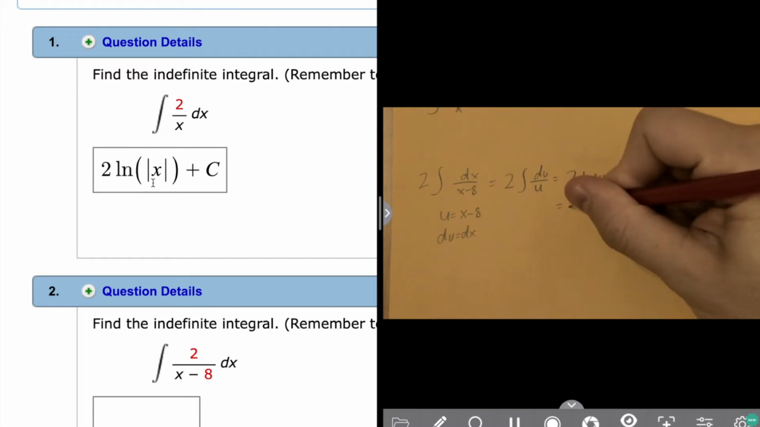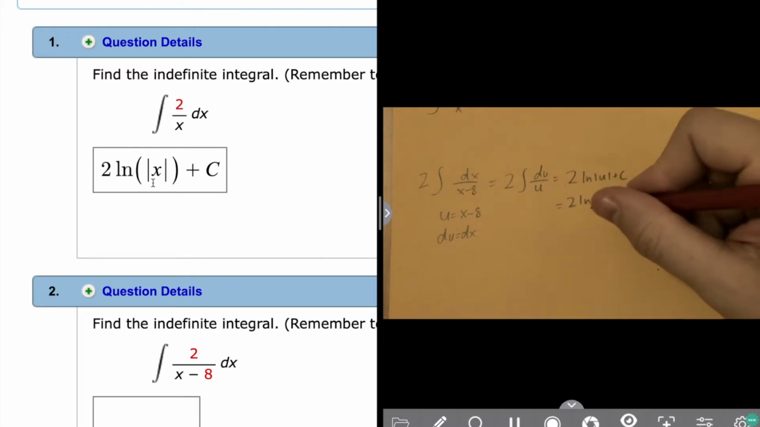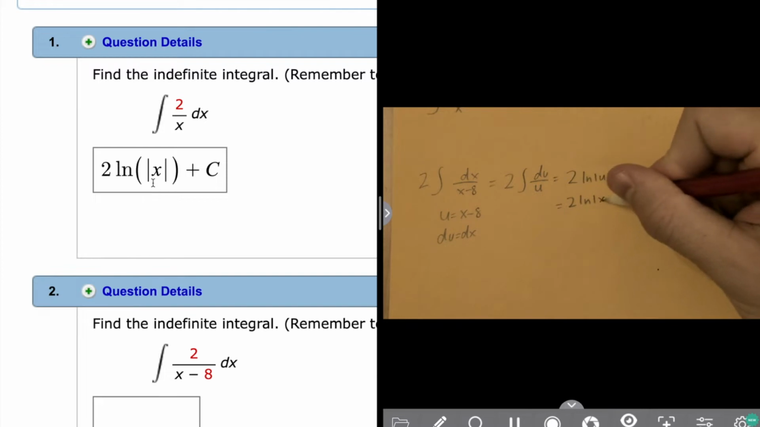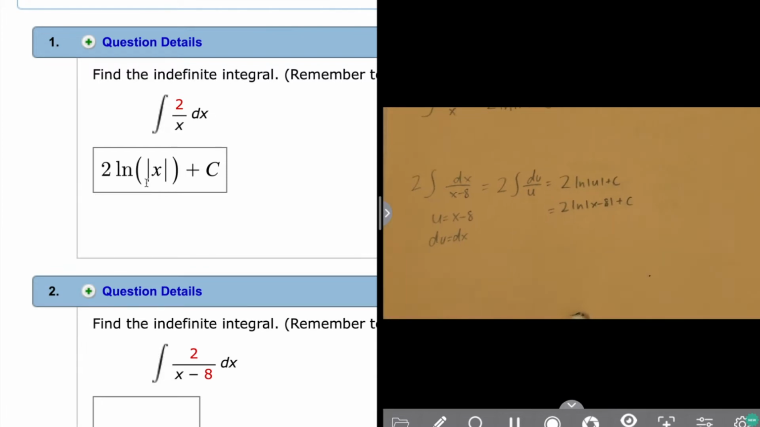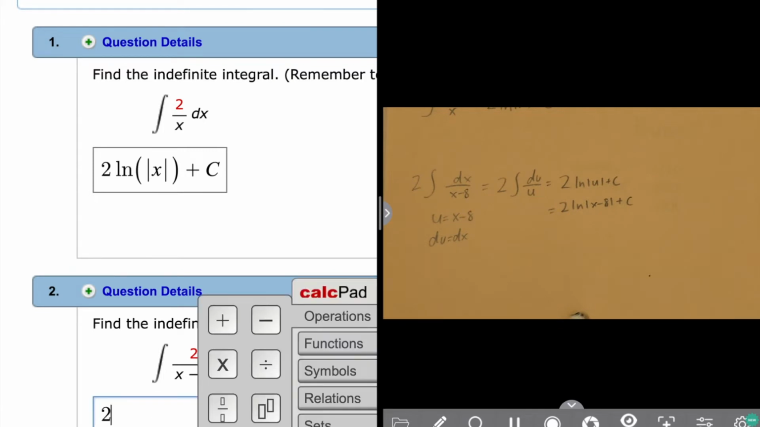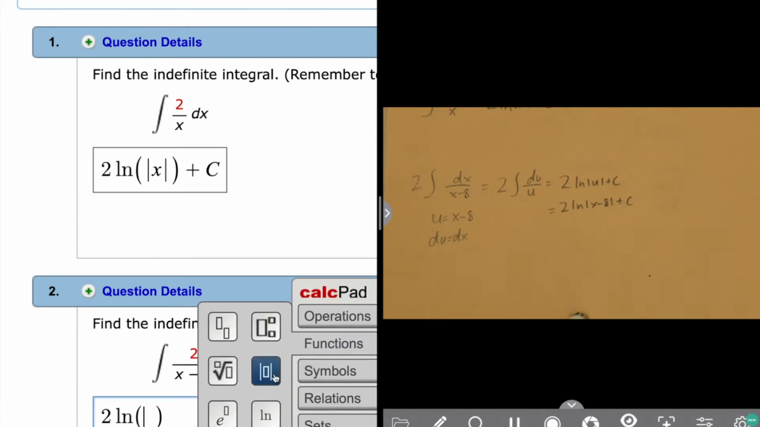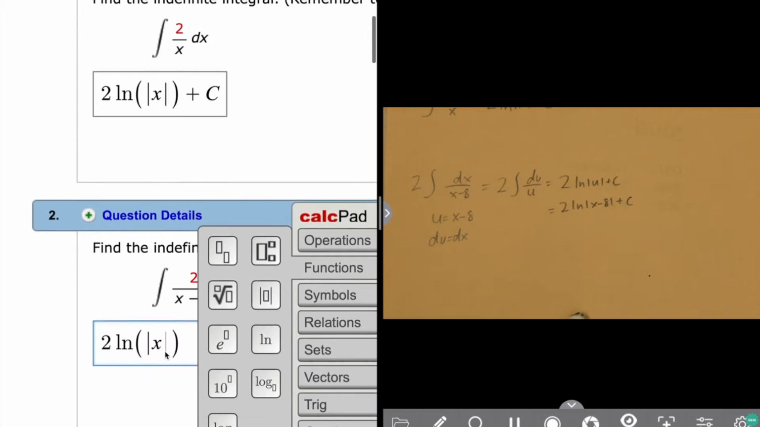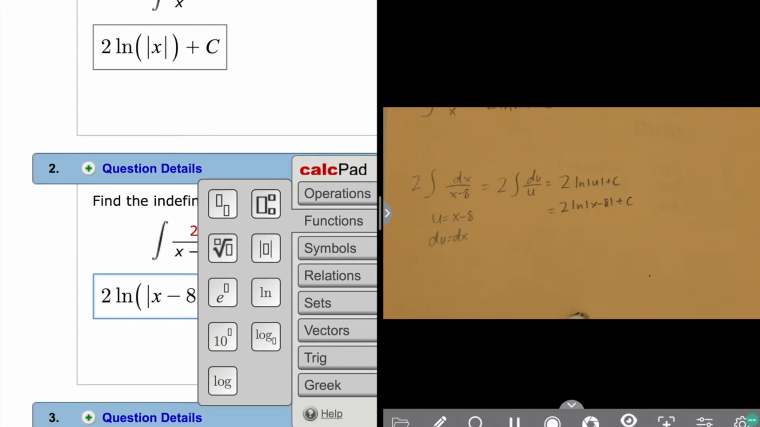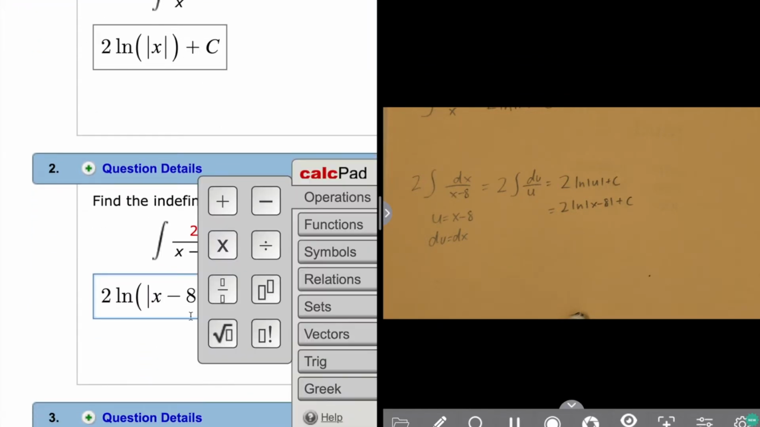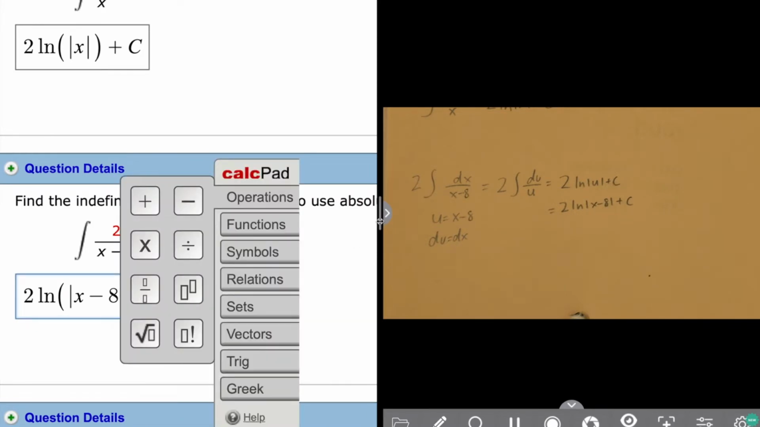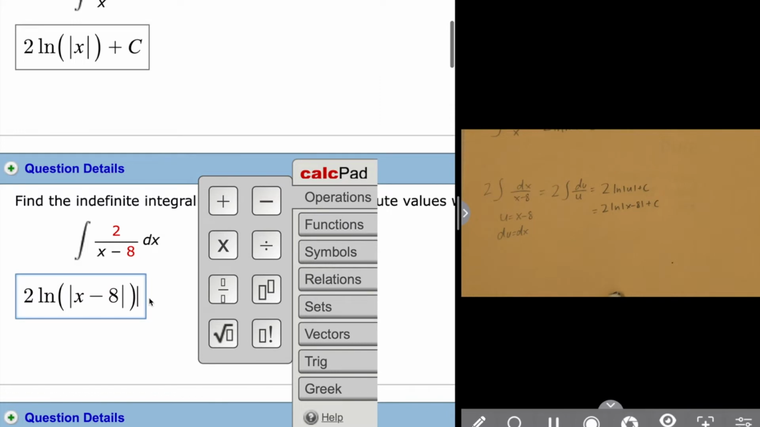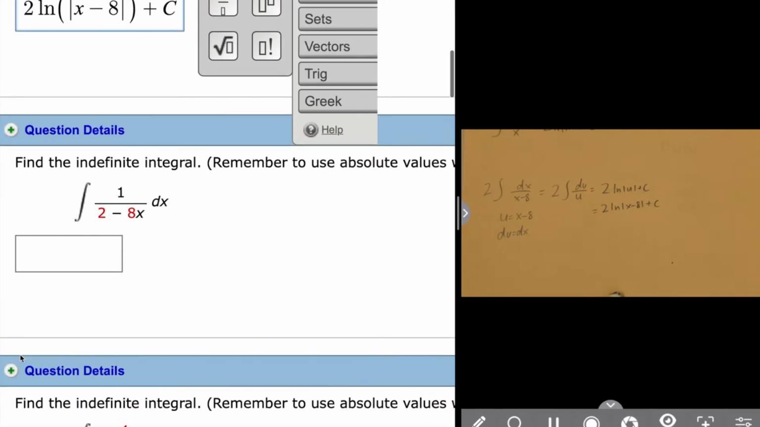And of course, the last step is to say, well, this problem wasn't originally u. It was originally x minus 8. So put that in absolute values. And there is your answer: 2 ln absolute value x minus 8. And don't forget the plus c. Oh, goodness. Don't forget the plus c. All right, there we go.